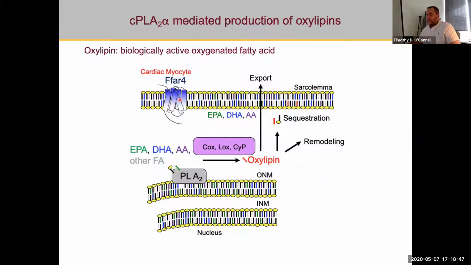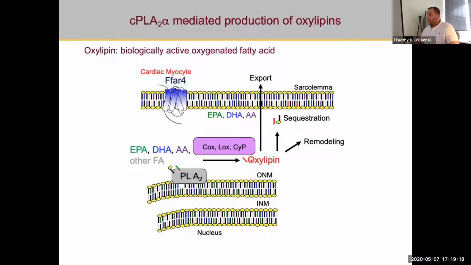When FFAR4 is activated, it can lead to activation of phospholipase A2, which then translocates to the nuclear membrane. Once there, it takes membrane phospholipids and cleaves them at the SN2 position to release fatty acids. Now, typically we think of that as arachidonic acid, but it can actually be any fatty acid that's in that position, including EPA and DHA. Once released, these fatty acids are further metabolized by cyclooxygenases, lipoxygenases, cytochrome P450 hydroxylases, and epoxygenases to produce oxylipins.